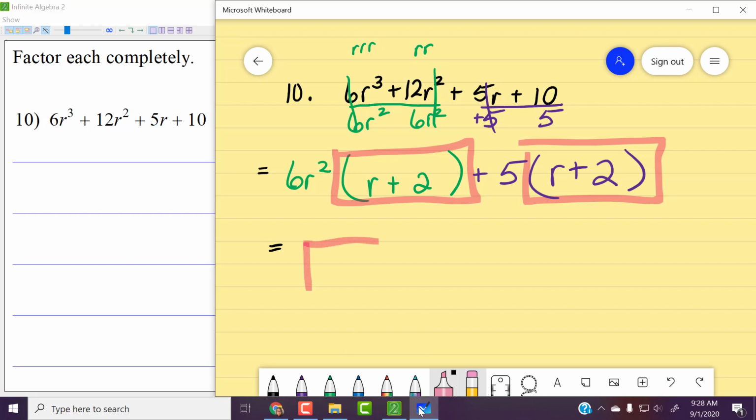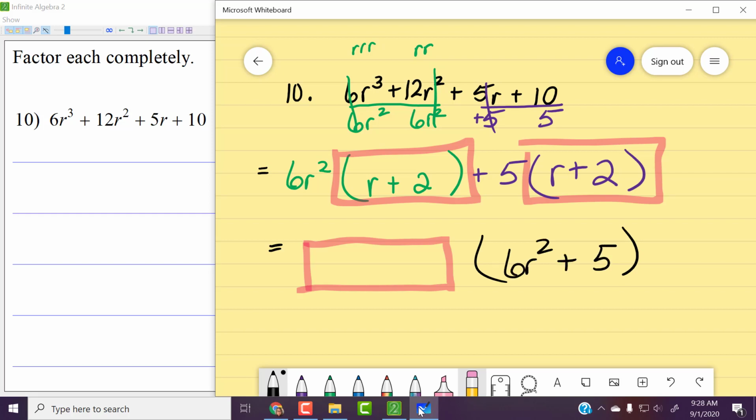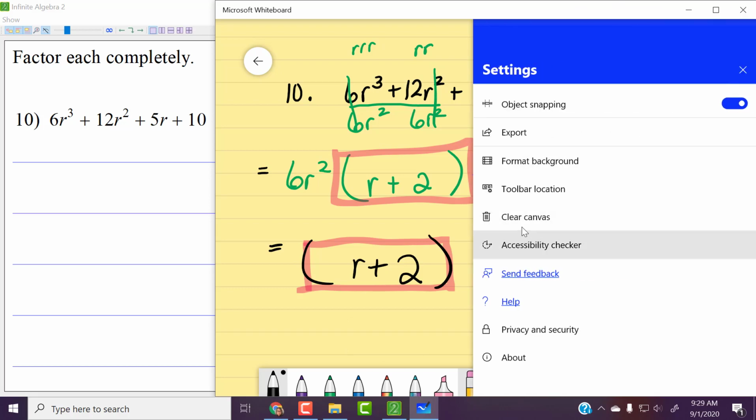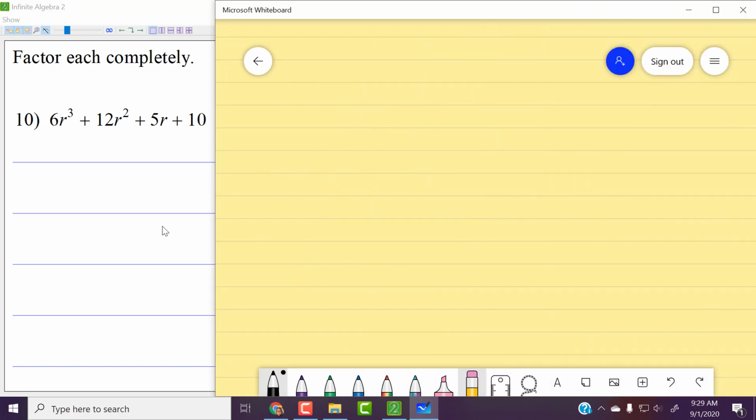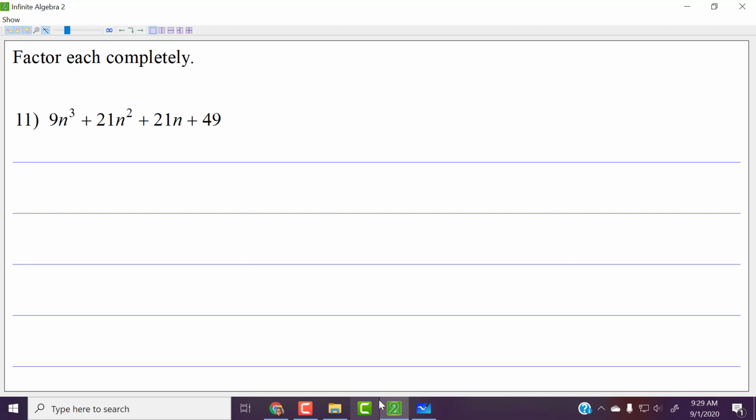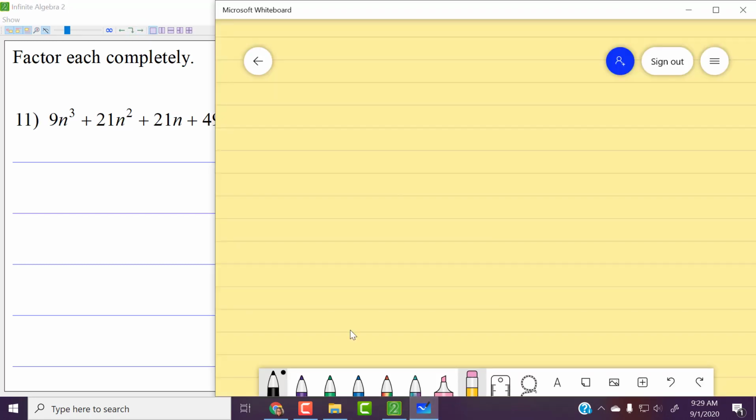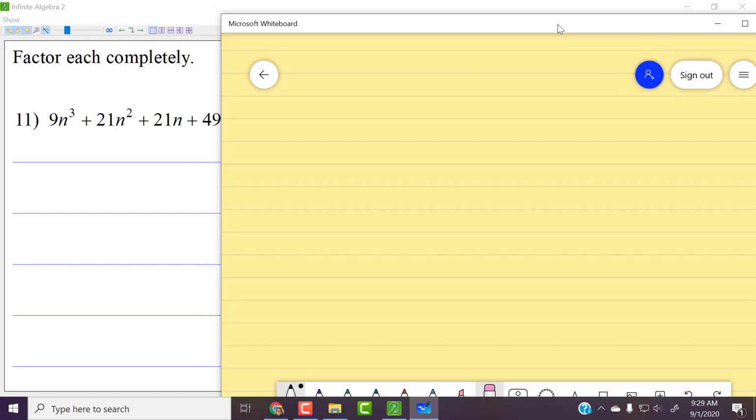So remember, that's the GCF, the box. So I'm going to write what's left over first, just for simplicity. And then I'm going to go back and put what was in my box. And that is it. That is finished. We're good to go. I'm going to move over a little bit. This one's kind of a big one.